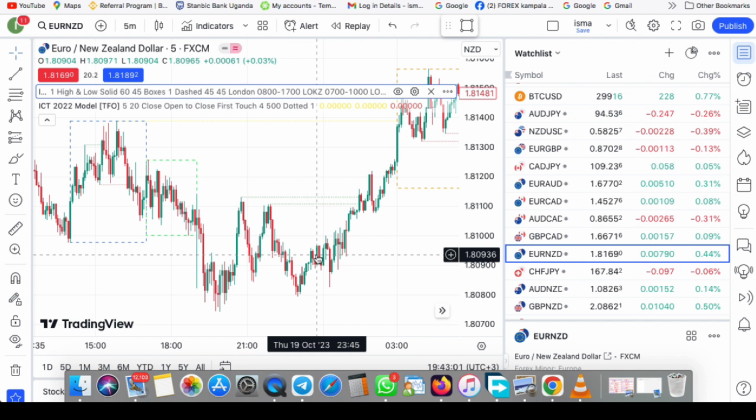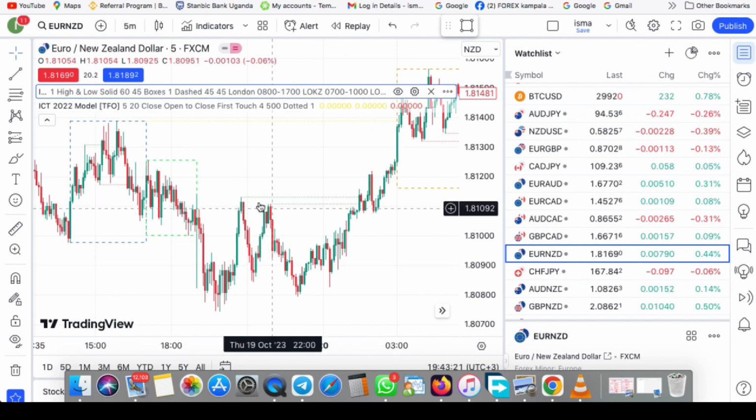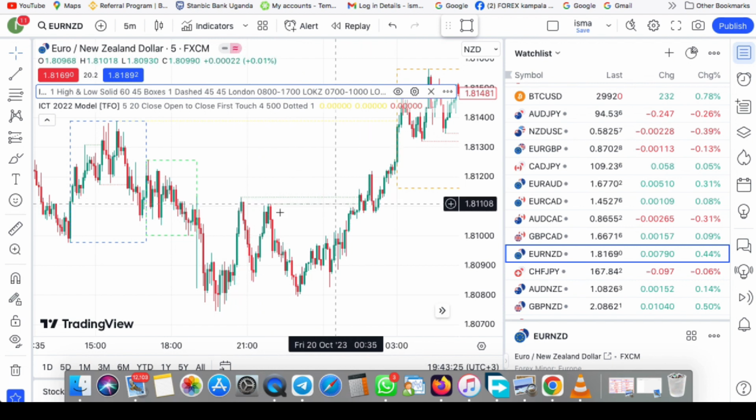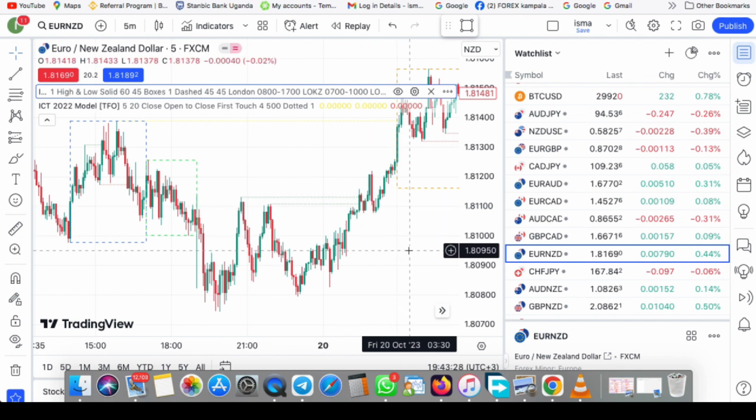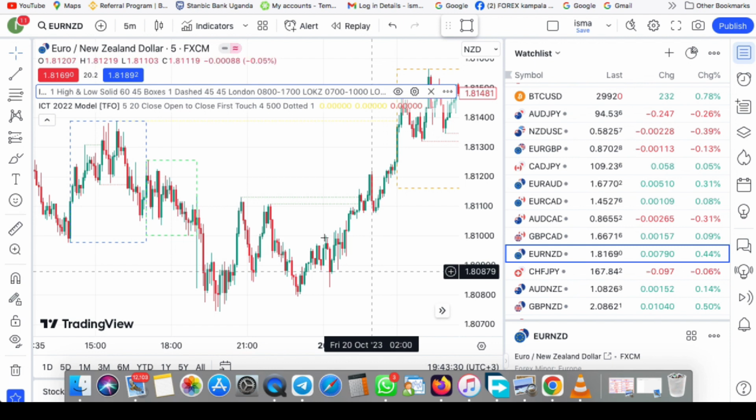However, the first indicator, which is the ICT 2022 model, helps you to show you the liquidity levels. Like here, it can show you that this is the liquidity level, this is the liquidity level. Now, the most interesting part is the other indicator, which is this one, the ICT Q zones. It shows you the Q zones. Like, for instance, you can see, I told you there are 4 Q zones and you know them.